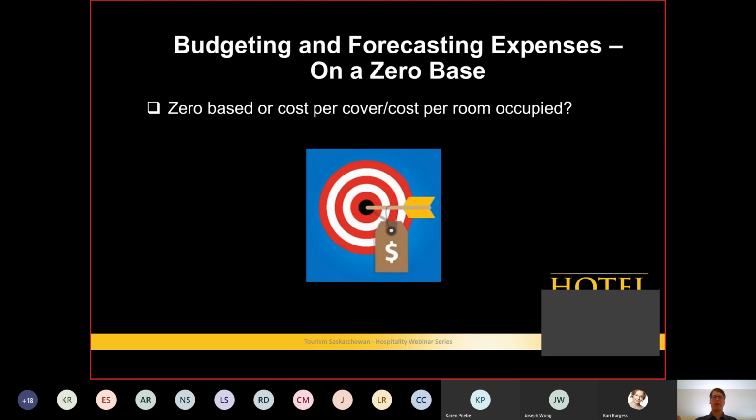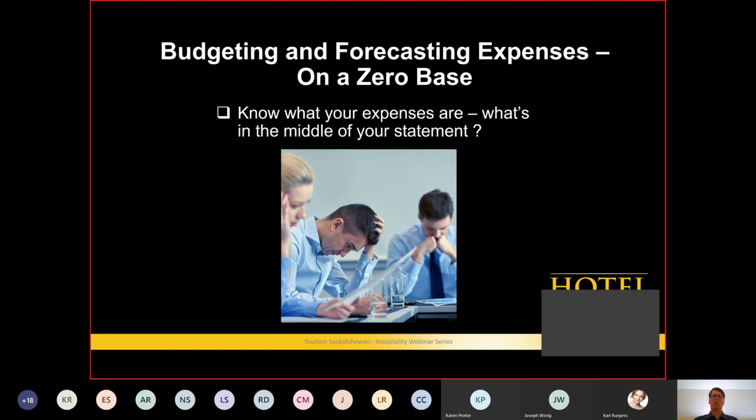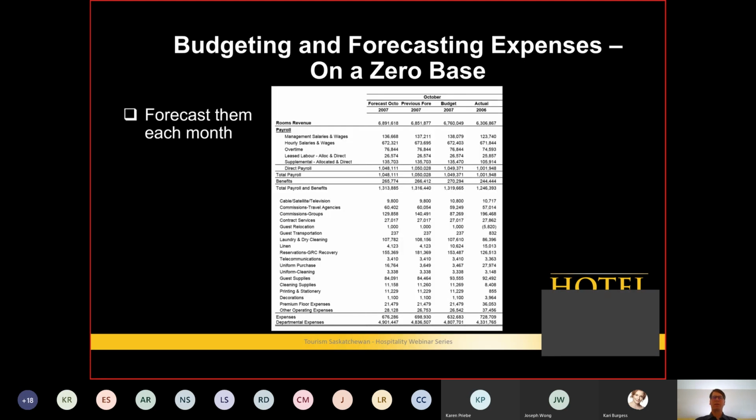But what it is, it's the opposite of doing it on a percentage of revenue or a cost per cover or cost per room night. So what we need to know is what our expenses are, because they are what make up the middle of your statement. So if you've got a handle on your revenues and you know what's happening and you have a handle on your payroll, then the third piece is understanding what's going on with your expenses. And what we need to be able to do is forecast them each month.